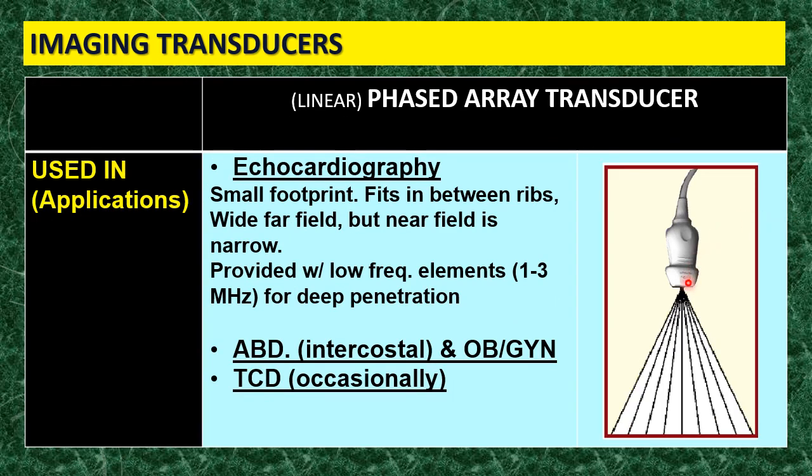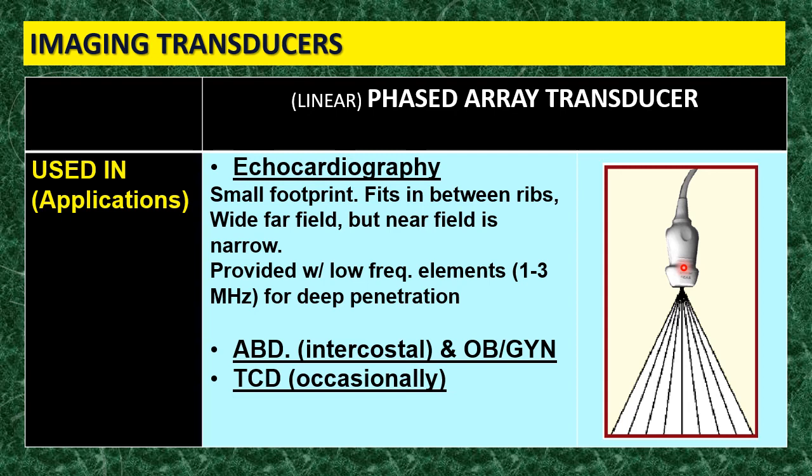Applications: like I told you here, this is the sector image, this is the small footprint, and this is the transducer. How can we use this small footprint? We can apply it between the ribs. That's why this is the only 1D imaging transducer that can be used for scanning the heart. Sometimes we use continuous wave for echo, but this is not an imaging transducer. I'm talking about imaging transducers, and the only imaging transducer for this is the phase array.